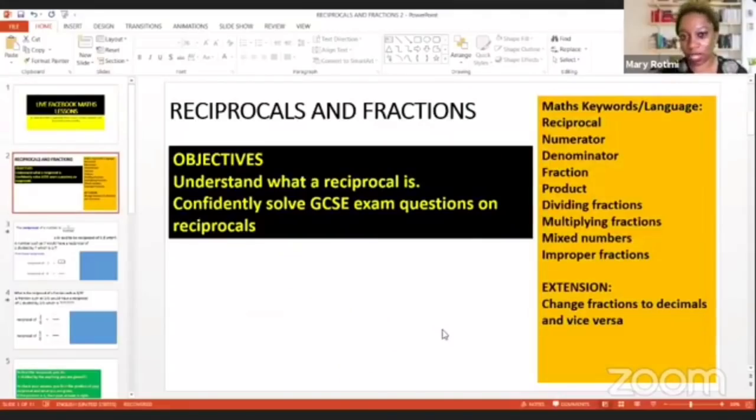Hopefully I can share this. Today we're going to be talking about reciprocals and fractions, and we want to understand what a reciprocal is.